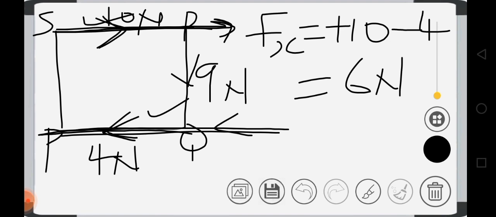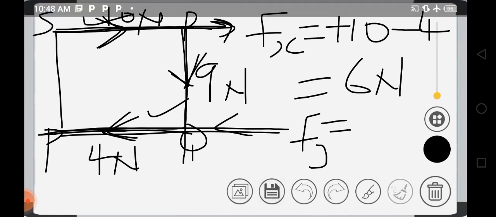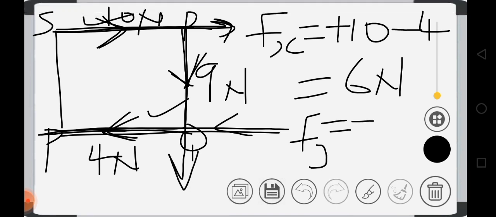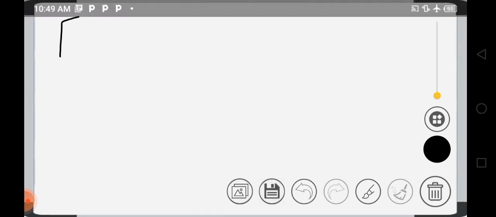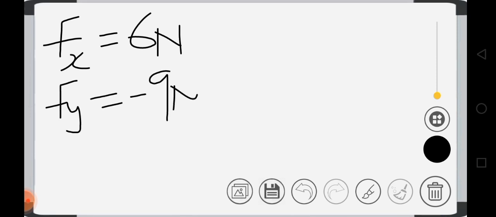Now for the y component, F of y will be, we check which of them is going towards the vertical side. Check, this one is going to the vertical side. There's nothing here. If there was another one here moving this side, we'd add, but there's nothing there, so you forget about that. But this one is going downward, so that will be minus 9 newtons. That is the y component. There's no other force going in the vertical direction. So in this case, our x component is equal to 6 newtons, while our y component is equal to minus 9 newtons. That's how to do this.